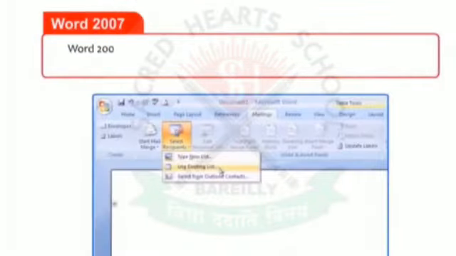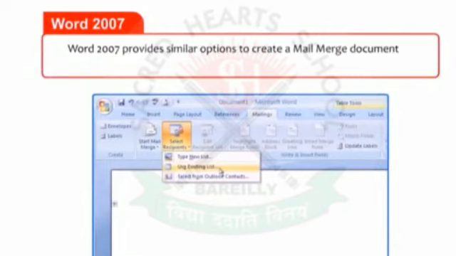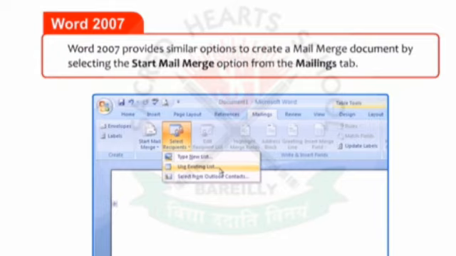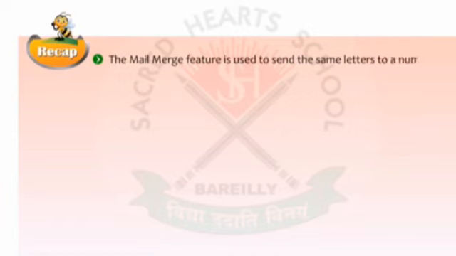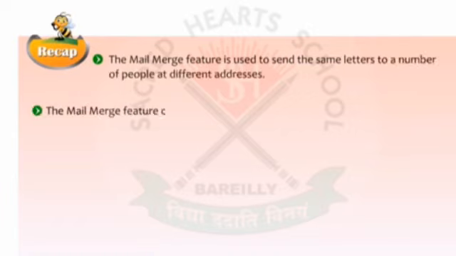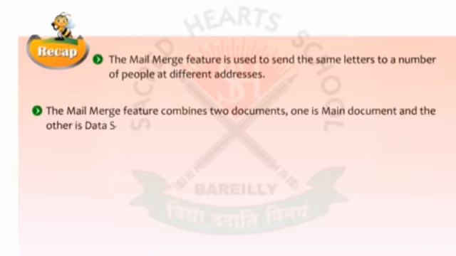Students, Word 2007 provides similar options to create a mail merge document by selecting the Start Mail Merge option from the Mailings tab. Okay students, let us take a recap of this chapter. The mail merge feature is used to send the same letters to a number of people at different addresses. The mail merge feature combines two documents. One is the main document and the other is the data source.